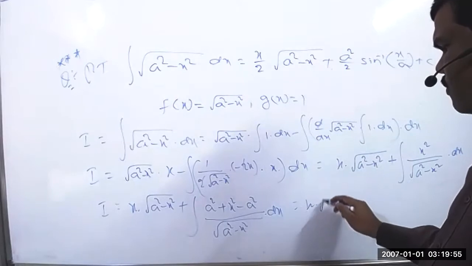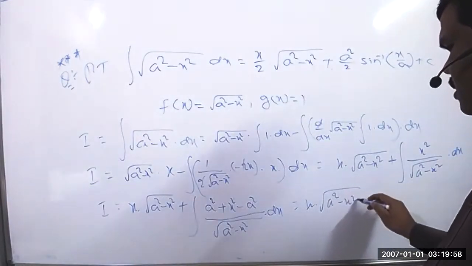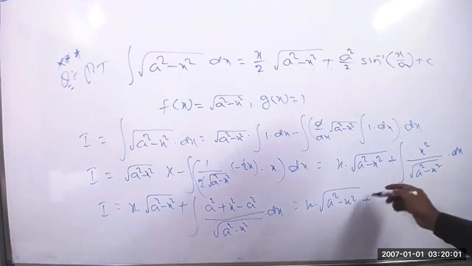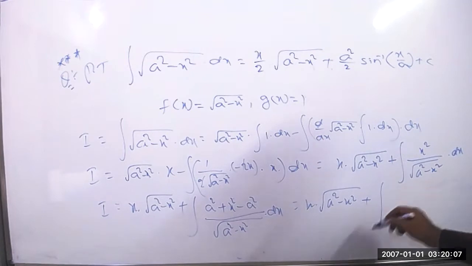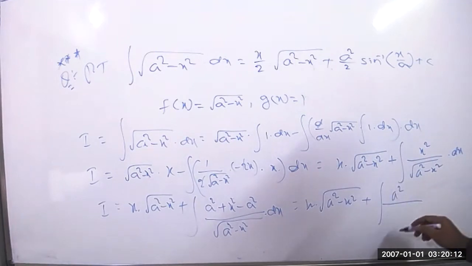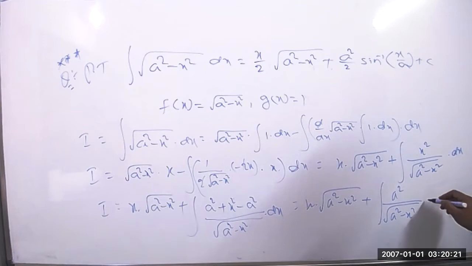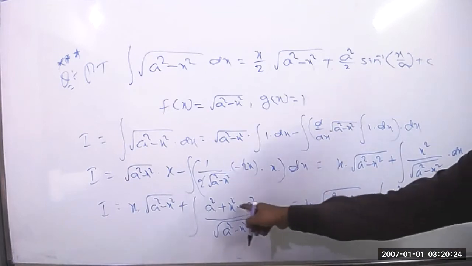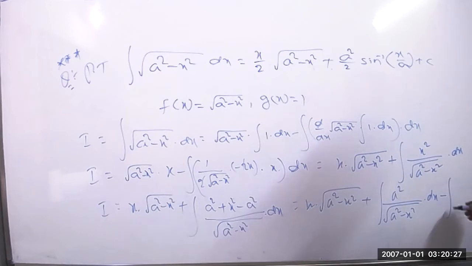So you can write x into root of a square minus x square plus, separately, the integration of the first one, a square by root of a square minus x square into dx. From these two terms, taking minus common, minus the integration of a square minus x square by root of a square minus x square into dx.